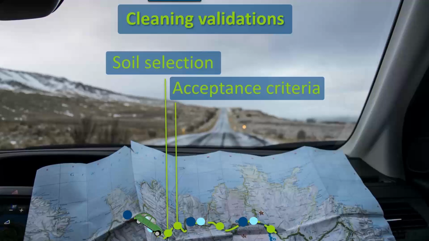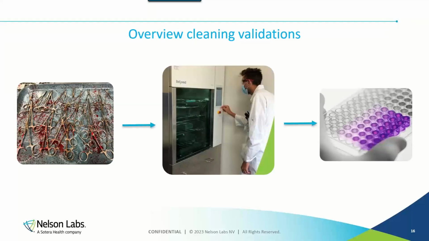Second step in our road trip is how to actually perform these cleaning validations. And here I want to talk about soil selection and acceptance criteria. So before I start, just to give you a very high-level overview of what we actually do in these cleaning validations. So we are going to soil the devices in a clinically relevant way. We're going to use a soil that mimics clinical relevancy, and we're going to soil the device in a way that mimics clinical use. Then we are going to clean the device as is instructed in the IFU in the instructions that you wrote. And then, as I mentioned, we do first a visual inspection, but then also quantitatively assess some markers such as the level of proteins, the level of hemoglobin.